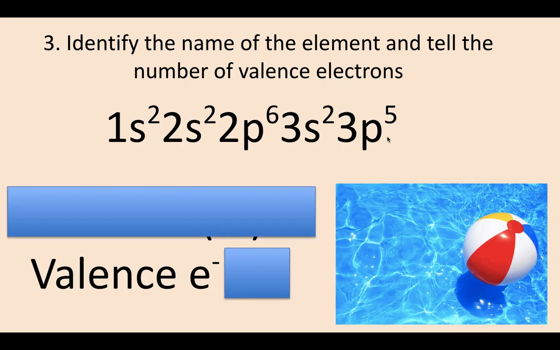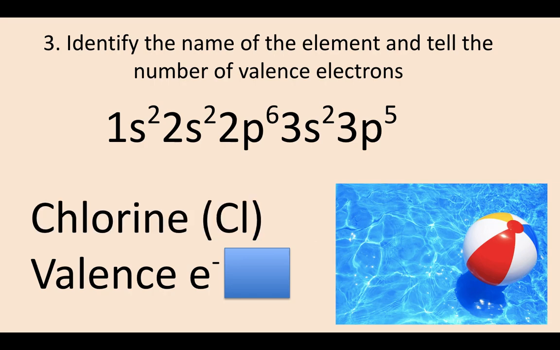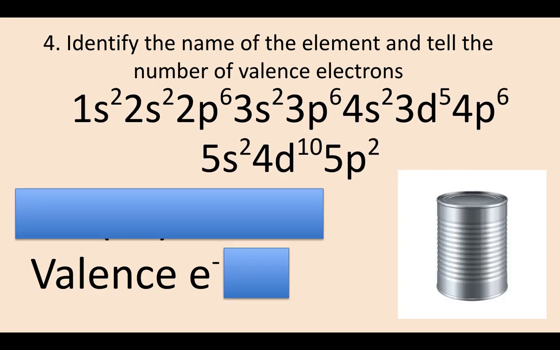Okay, great. Let's try another one. What element is this? 2 plus 2 is 4, plus 6 is 10, plus 2 is 12, plus 5 is 17. What element is number 17? It is chlorine. Our valence electrons, we look at the highest energy level. Our highest energy level is 3. 2 plus 5 is 7. And we know it's 7 valence electrons. Okay, let's try another one.